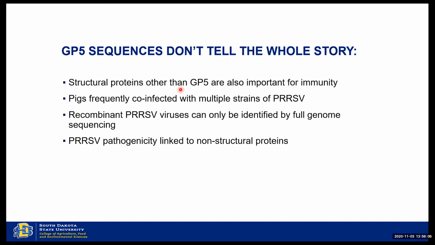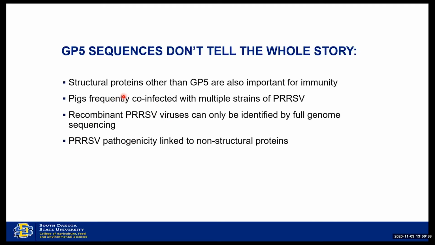of the virus. Also, pigs are frequently co-infected with multiple strains of PRRS. With traditional Sanger sequencing of GP5, you're only going to be able to sequence one strain of PRRS. With the newer next-gen sequencing, we can tell if a pig has multiple strains of PRRS. And this is actually fairly common. I've seen reports in the literature that in the neighborhood of 5% of pigs that are PRRS positive are actually infected with multiple strains of PRRS.